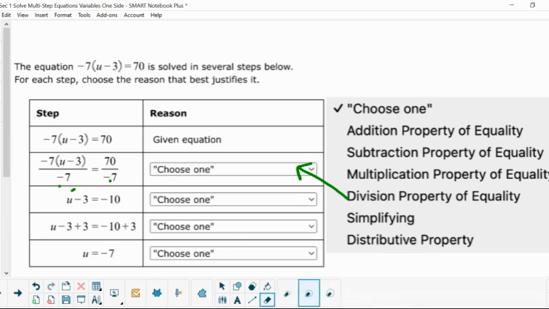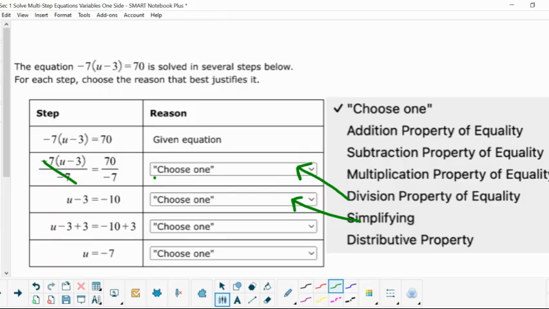Now, the next part, look at what it's showing. So if I divide the negative 7, I'm left with u minus 3. And then if I divide these, did they get the right thing? 70 divided by negative 7. So if they're just doing the math, guess what that's called over here? Any guesses? If they just work it out, which of these would it be, maybe simplifying? You're right. So if they're just showing what they get after they actually work it out, you're going to choose simplify. That one might be chosen a couple of times.